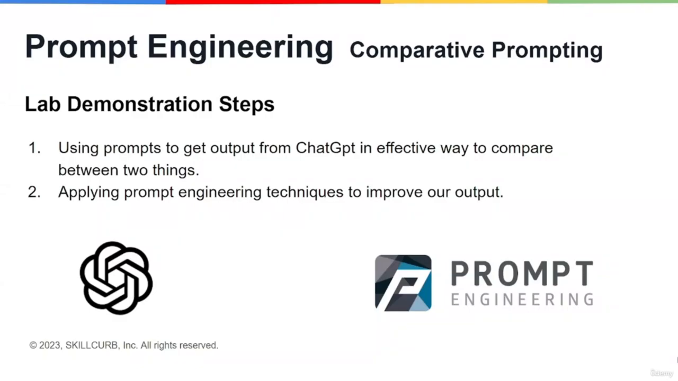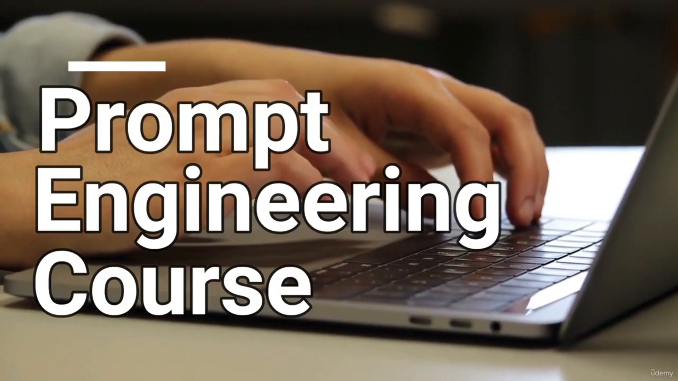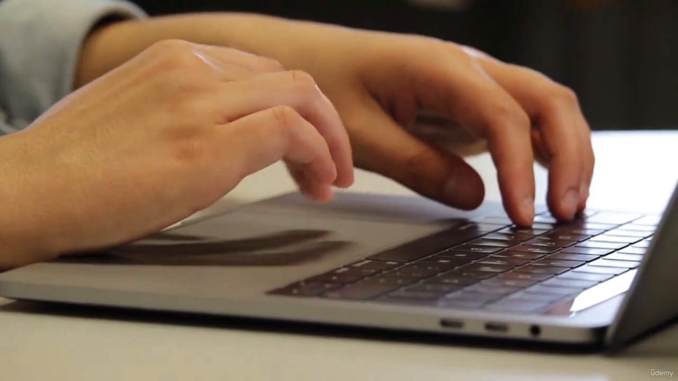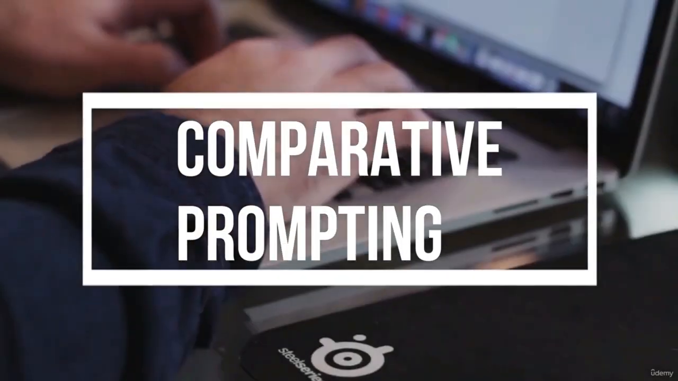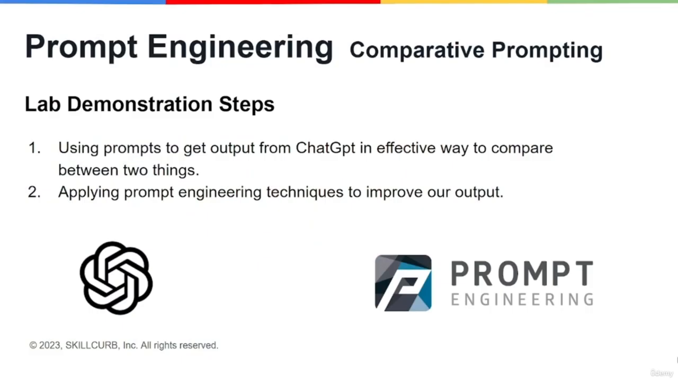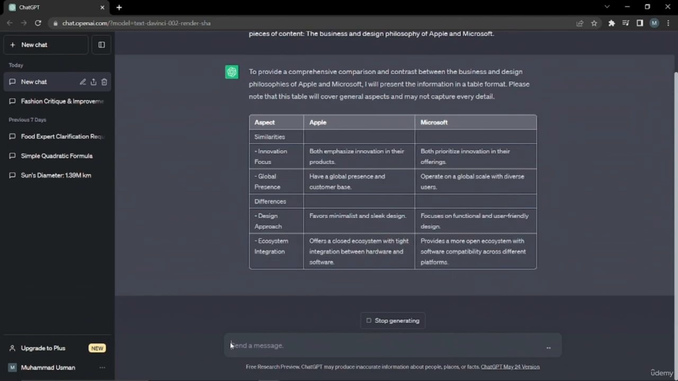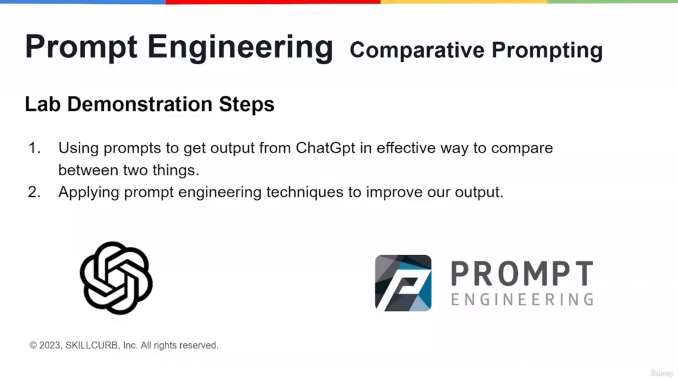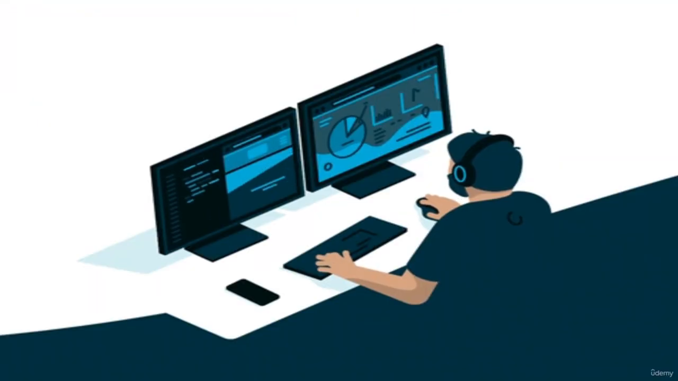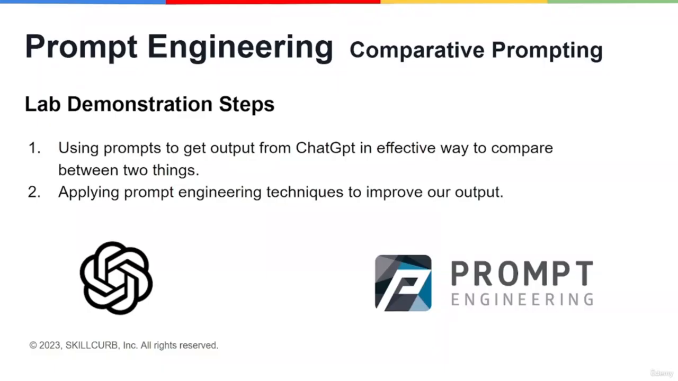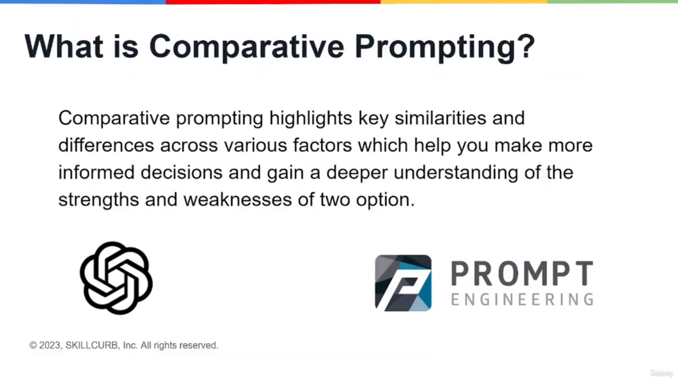Hey guys, what's up? Welcome back to another video of Prompt Engineering course, where in this video we'll be discussing comparative prompting. Before starting this video, let me just demonstrate this lab to you guys really quickly. We'll be using prompts to get output from ChatGPT in an effective way to compare between two things, and we'll also be applying prompt engineering techniques to improve our output. So without wasting any time, let's first discuss what is comparative prompting.